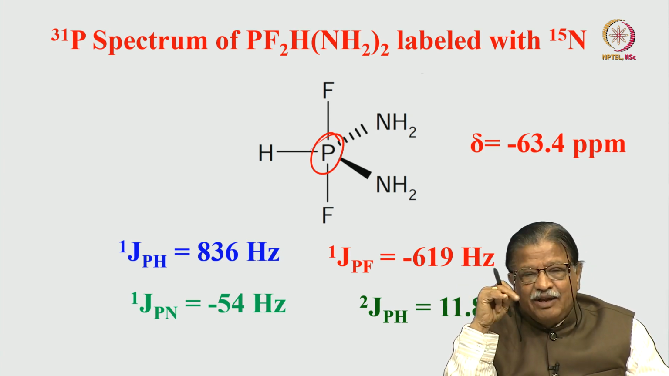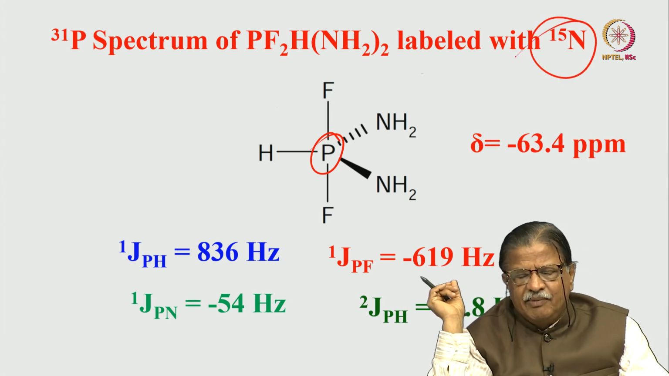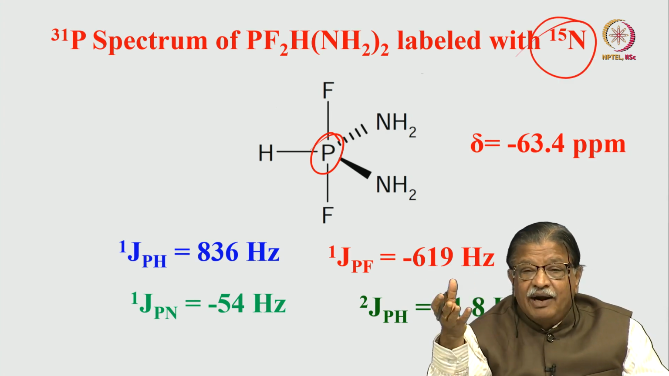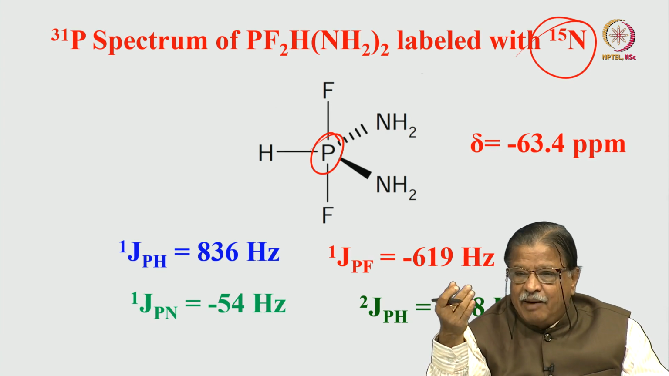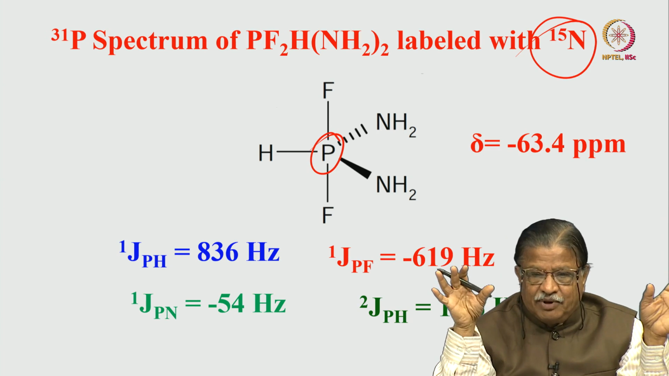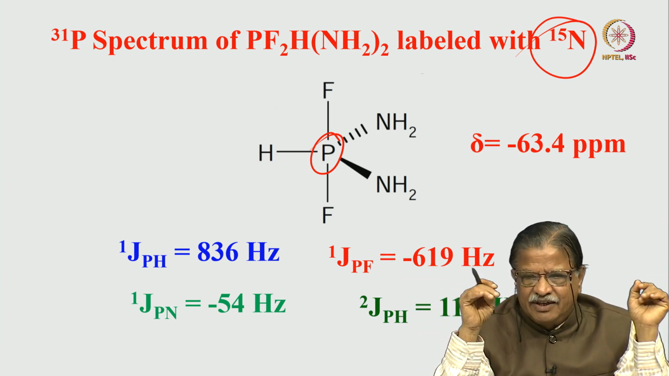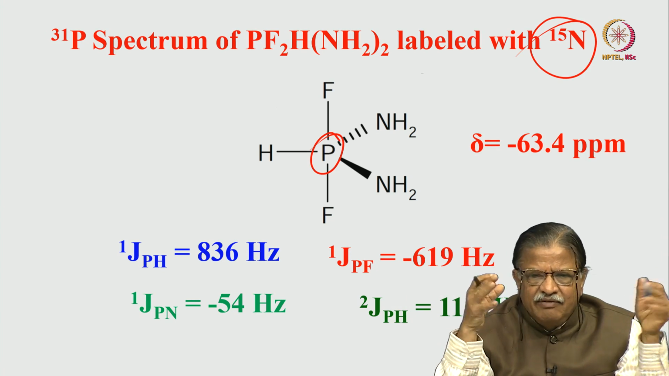And interestingly, you should also see nitrogen 15 is labeled. What do you mean by labeled? We have made it 100%. Otherwise, abundance is 0.37%. If it is natural abundance, we do not bother about it. It is a satellite peak, we do not even see it with such a small intensity, 0.37% abundance, we generally ignore it.